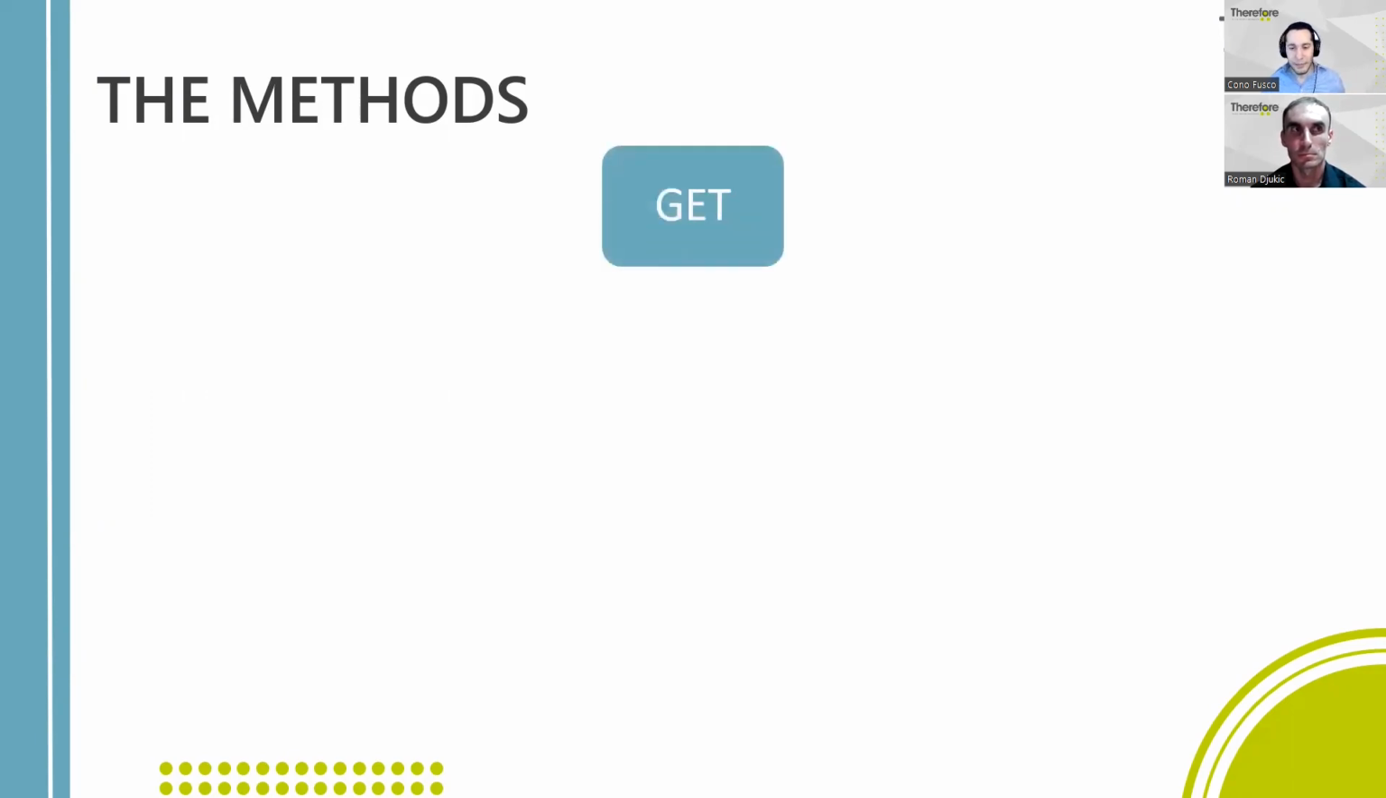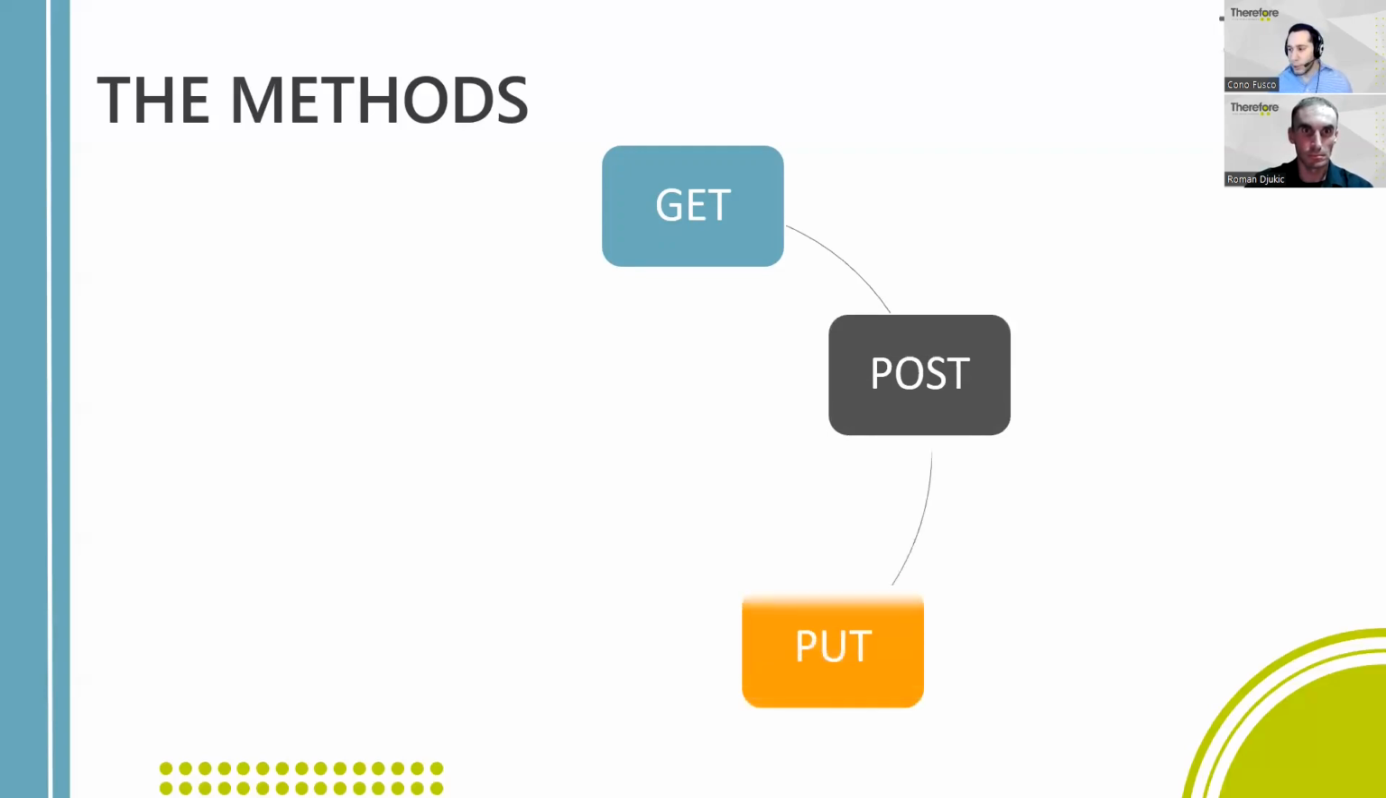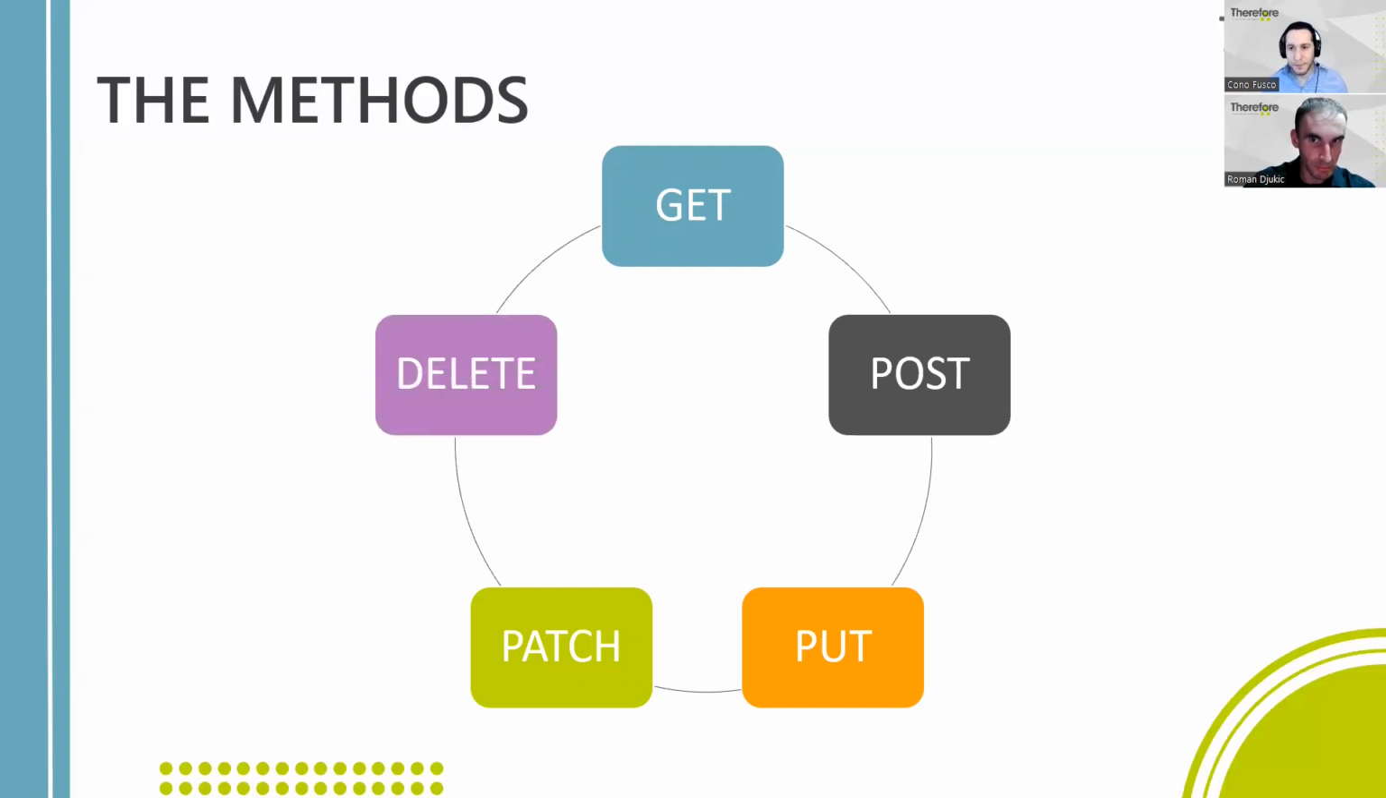The first one is get, which gets a resource from a server. It's essentially read. Then there's post, which creates a new resource on the server. It's like write or create. Put and patch are similar. It's not really within the scope of this webinar to go over the fine differences between them. But what these do is update a resource on a server just in a slightly different way. It can be seen as an update operation. And then there's delete, which I think is pretty clear. It deletes a resource from a server.